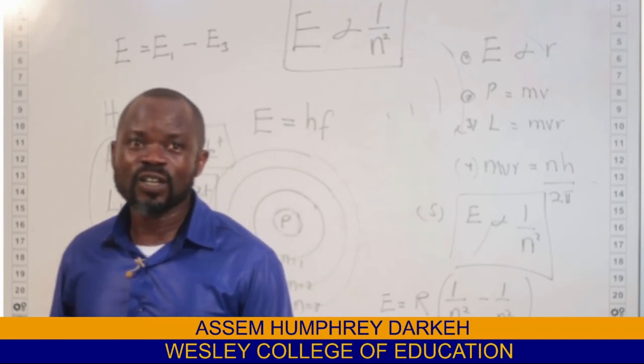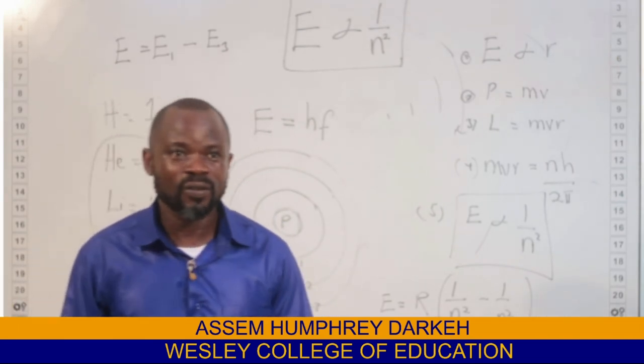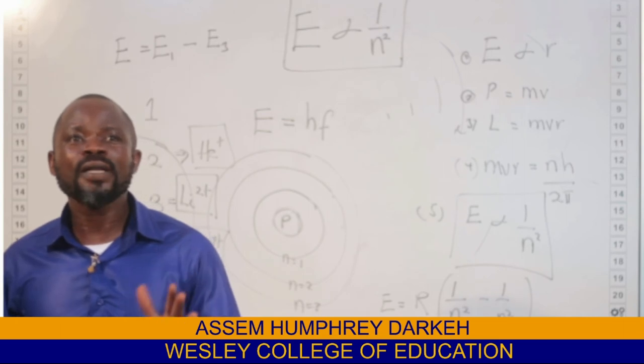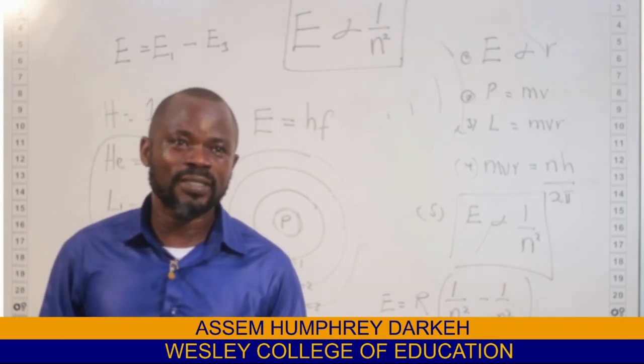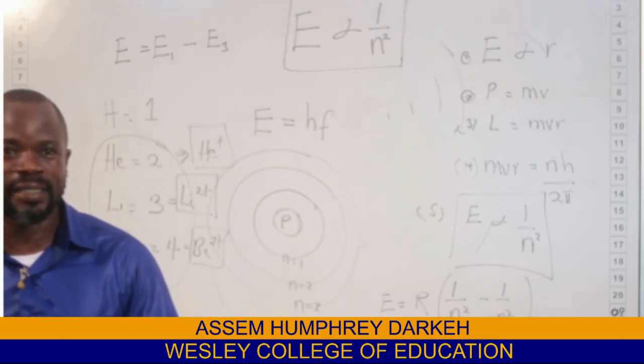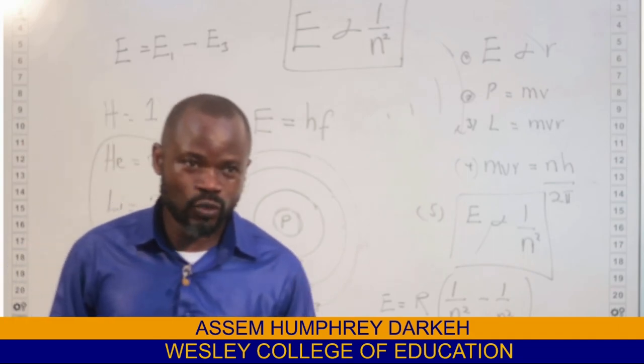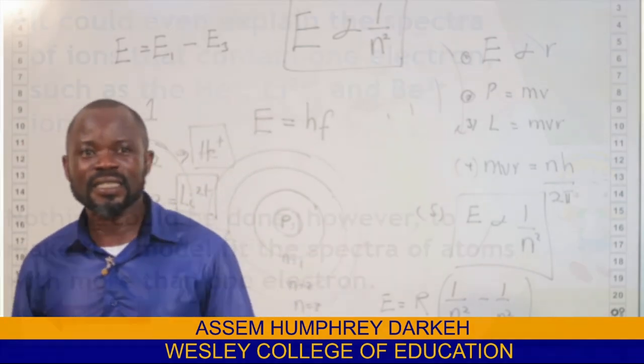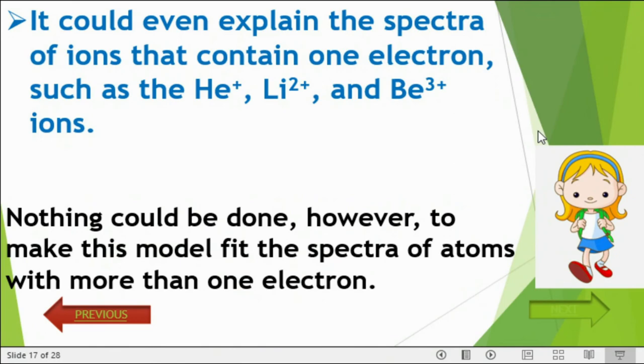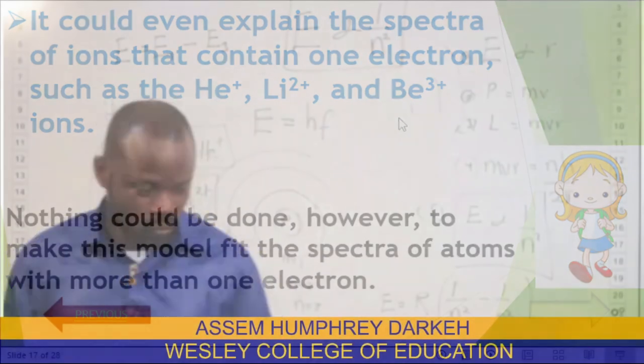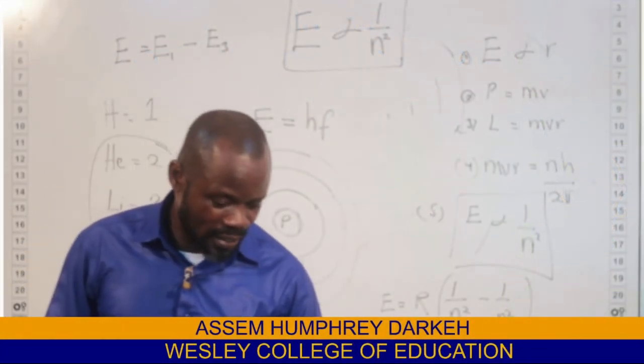So a deficiency of the Bohr model, simply, is why there are only a limited number of orbits in which the electron can reside in an atom. And why this model can't be extended to many-electron atoms is also an issue which needs to be dealt with.